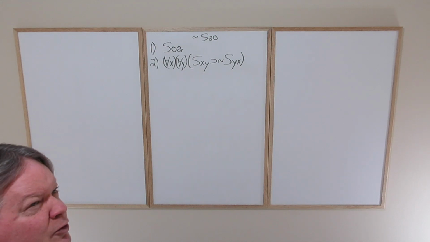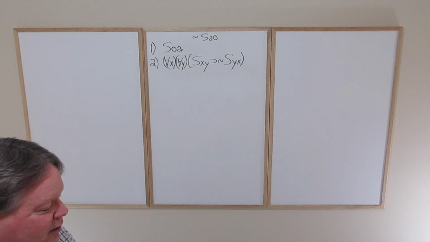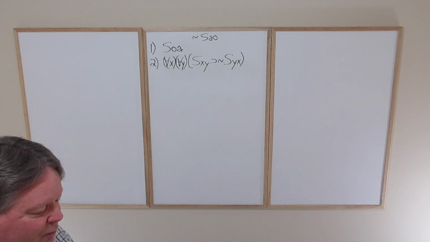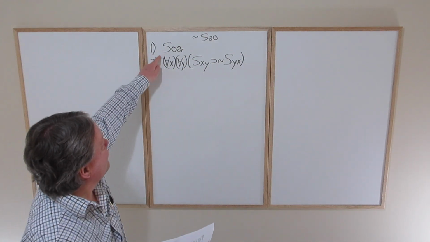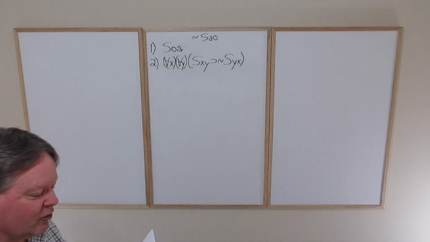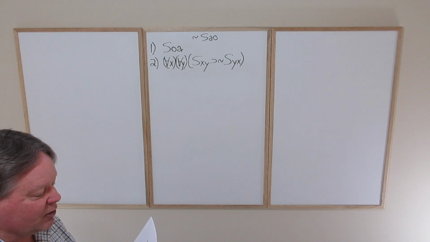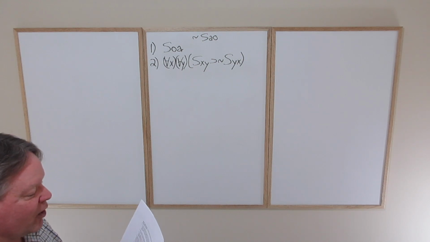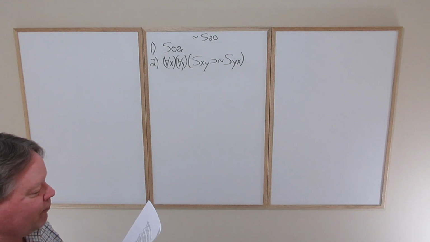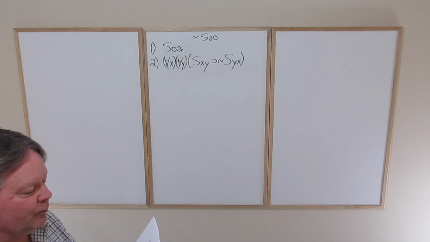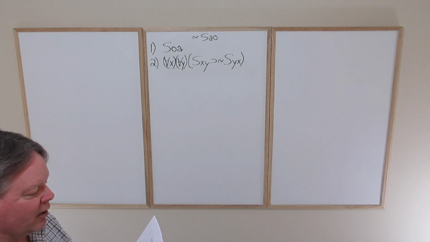This is the first question in assignment 14, which in English reads as follows. Ormazd is morally superior to Ahriman. That's our first premise. So we've got the two-place relation S, X, Y: X is morally superior to Y. Then the second premise, for all X, for all Y, if X is morally superior to Y, then Y is not morally superior to X. Hence, Ahriman is not morally superior to Ormazd.